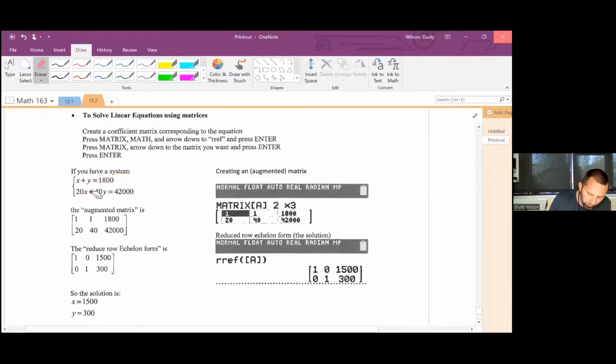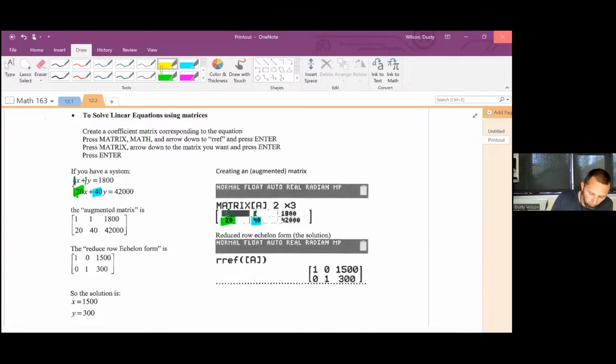we can create a coefficient matrix by taking the coefficient 1 and putting it in that first spot, coefficient 20 and putting it in the second spot, 20 showing up here. Got 1 in this third spot, which is actually the first row, second column, and 40 is going to show up in the 2-2 position, second row, second column.